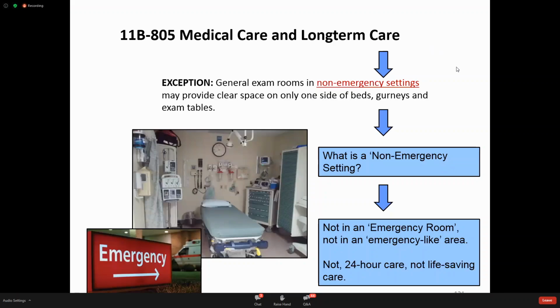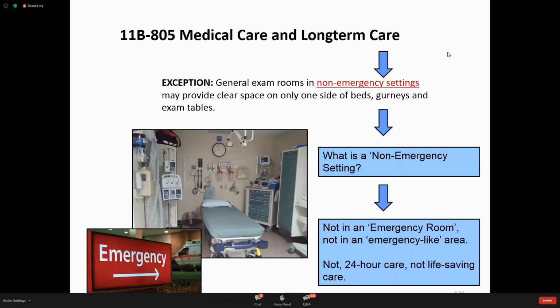So while you can do life-saving procedures, I suppose, anywhere, if the room is designed for life-saving procedures, it's probably an emergency setting. If your room is a general exam room like your doctor's office, that's not an emergency setting. So the good news again, when you qualify as a general exam room, it's almost a slam dunk. It will not be classified as being an emergency setting. And while we're dealing with a double negative, what that means is you're okay to have one side access only.